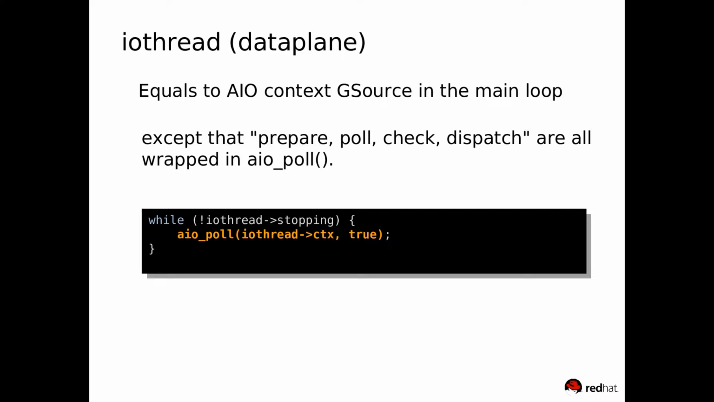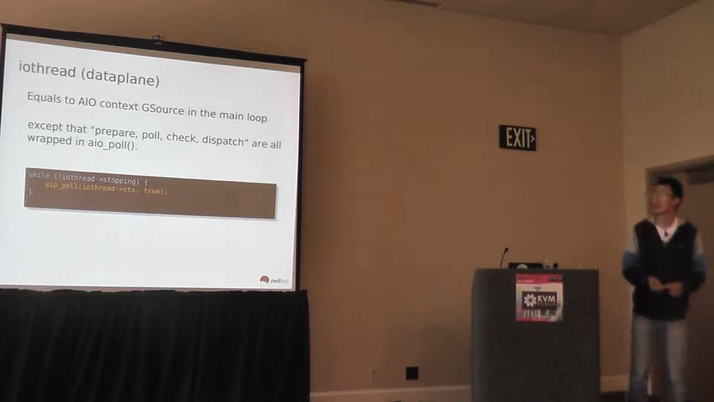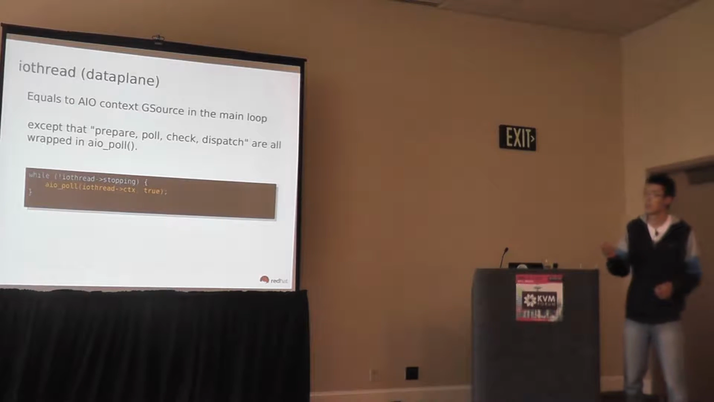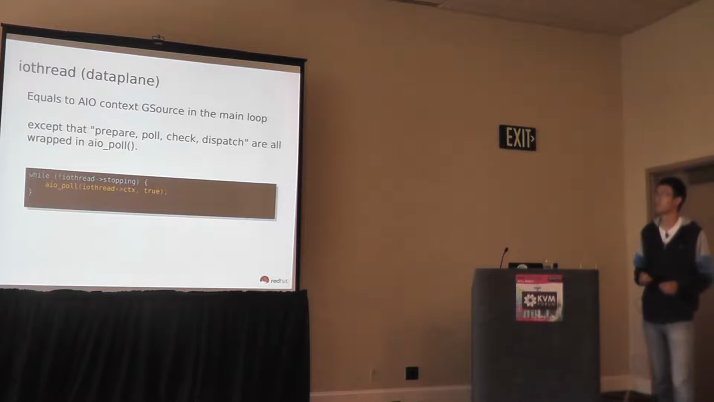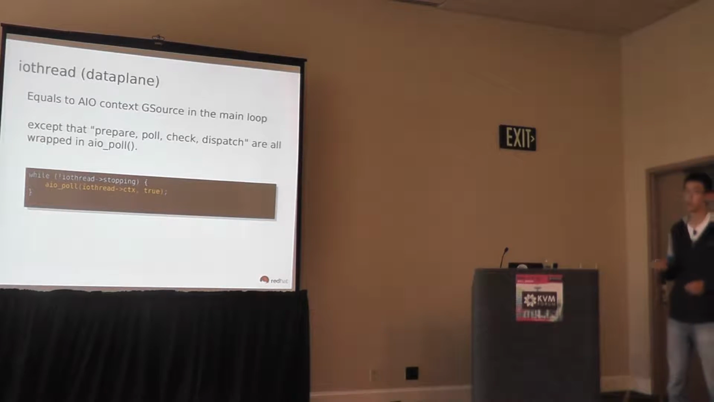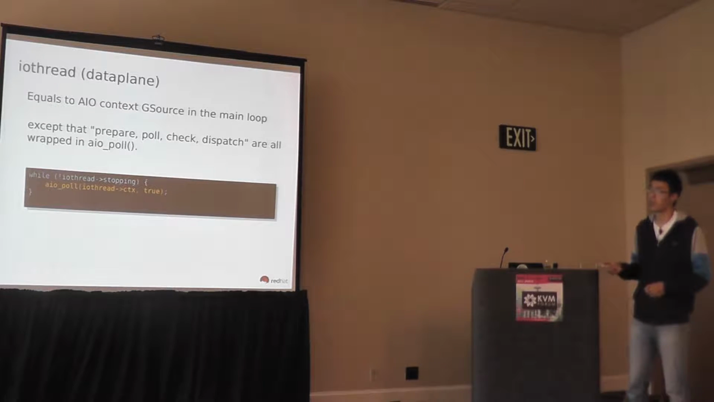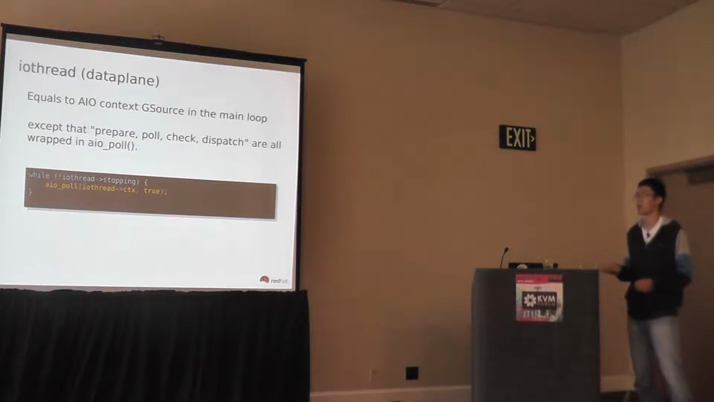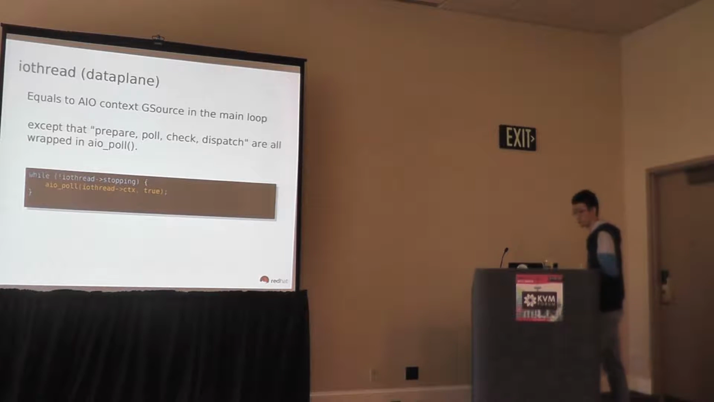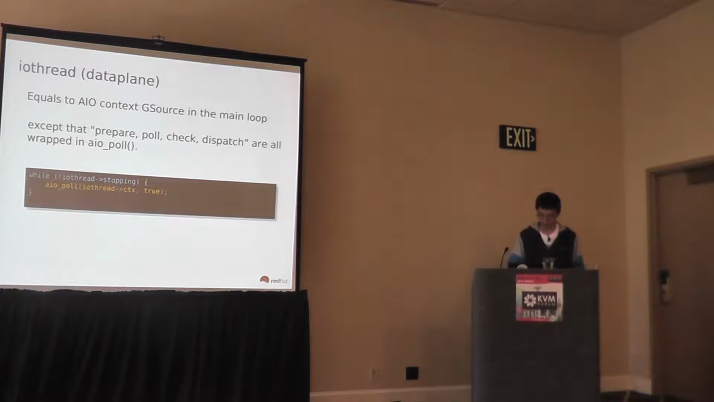So let's compare it with iothread. Iothread is simpler. It has a loop that looks very short. AIO poll is an interface of the AIO part that we just mentioned. So it does basically the same set of actions, except that prepare, poll, check, dispatch are all wrapped in AIO poll. So we very quickly realized that the two do the same thing.